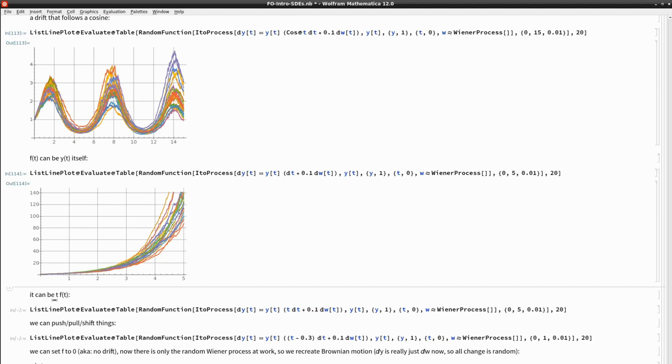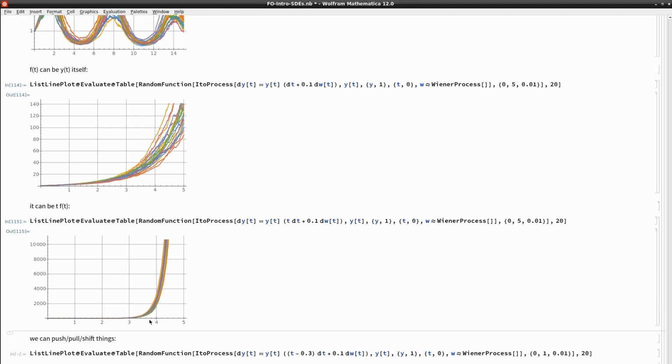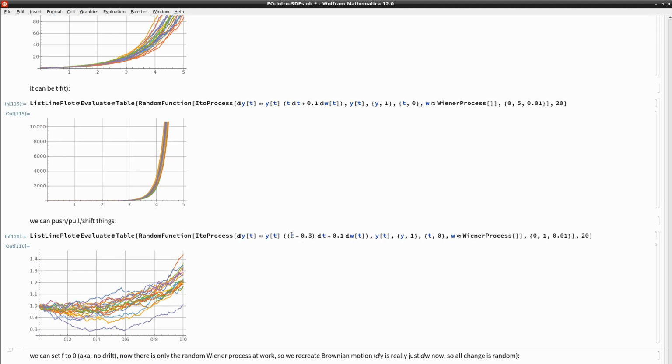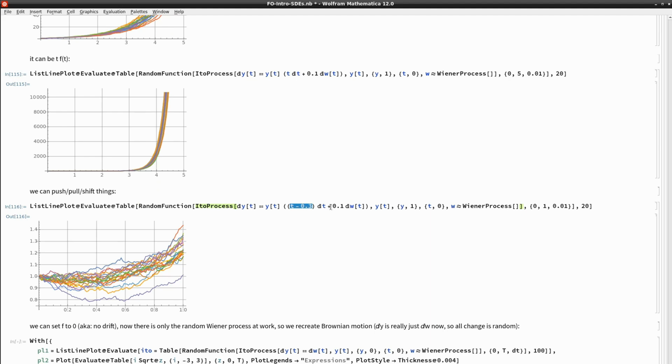It can also be t times f of t. So this would be time times the stock price, right? So now we get something that looks like this, but sharper in the increase and really not much in the random part and the noise. We can push or pull or shift things. You see that we get this type of figure if we shift time by a number, 0.3 in this case, leaving everything the same, again 1/10 times the Wiener noise.